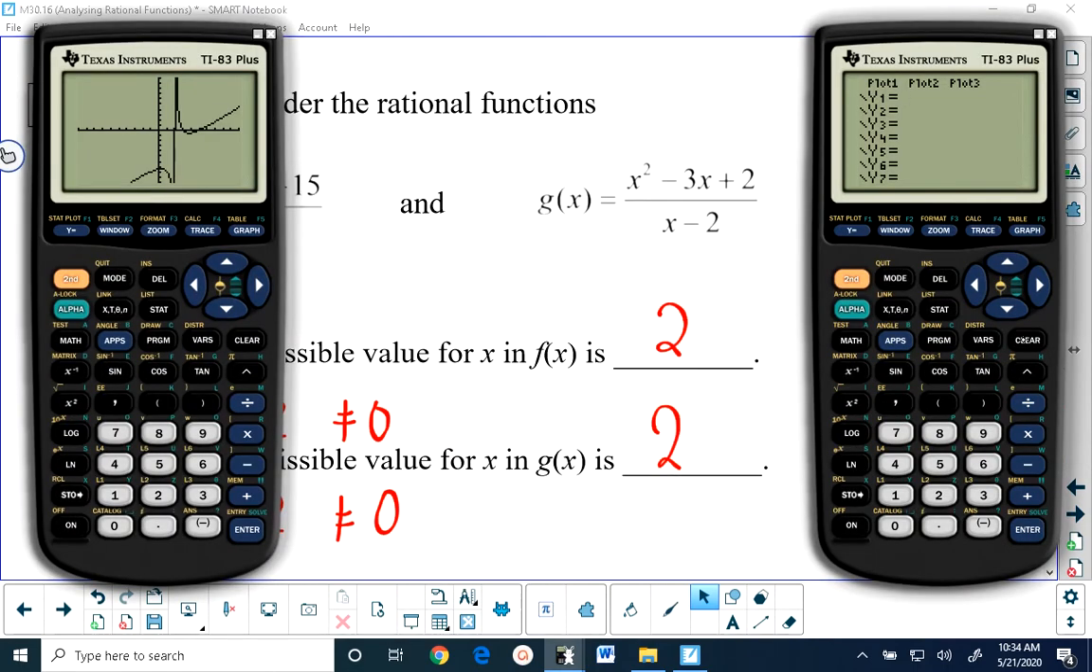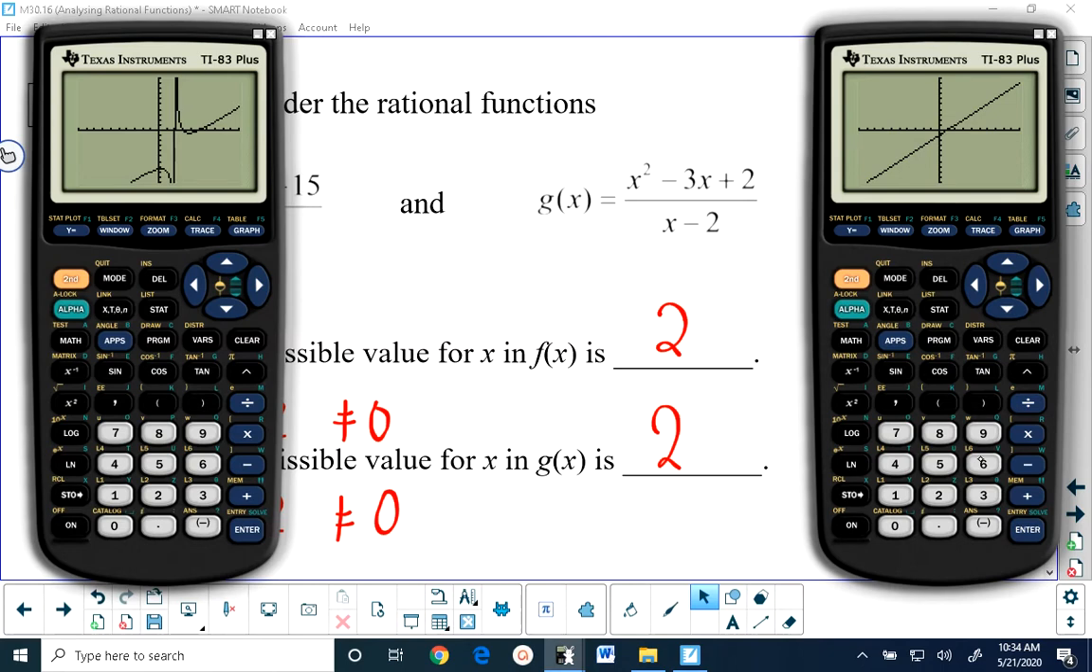I'll come back to that in a second, but let's also graph y equals g of x, which is x squared minus 3x plus 2, divided by, in brackets, x minus 2. And again, I'm going to choose zoom 6. And what we see for the second graph is apparently a line. So this rational function looks like a linear function, but I'm going to tell you it's not a linear function.